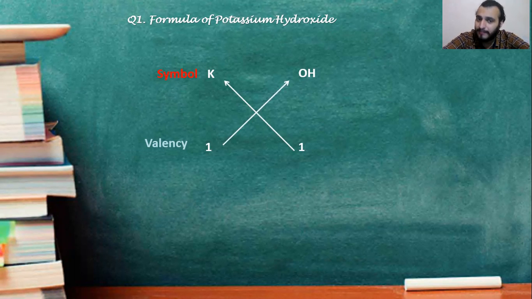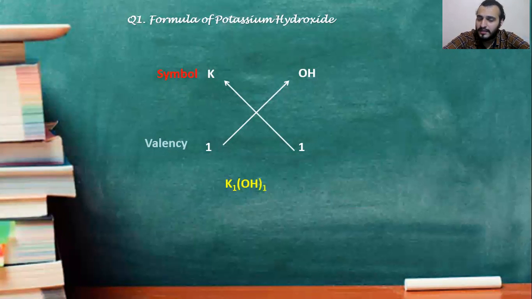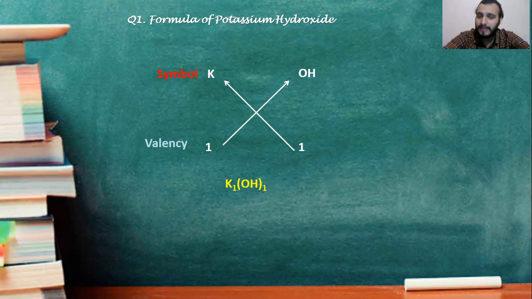Step 3, cross multiplication. So it is K1 into OH1. But generally, anything multiplied by 1 remains as it is, so we don't write 1. So it is KOH.